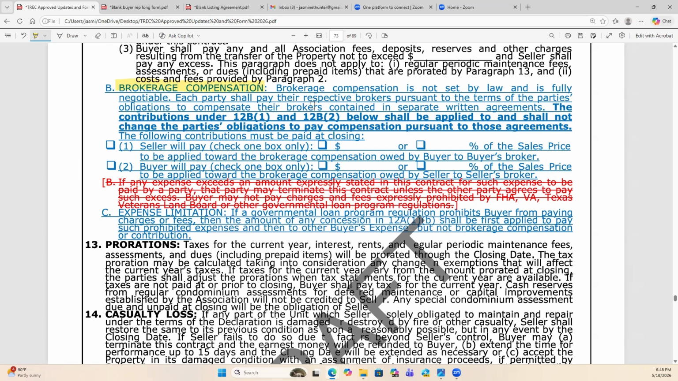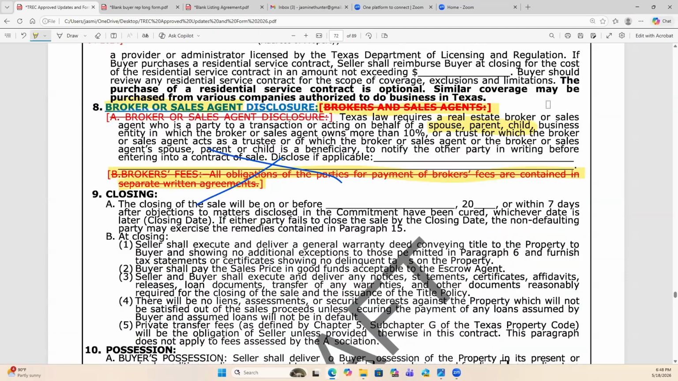So it says here that the brokerage compensation is not set by law and is fully negotiable, which we see in our buyer and listing agreement. Each party shall pay, look at this, each party shall pay their respective brokers pursuant to the terms of the party's obligation to compensate their brokers contained in separate written agreements. So, the separate written agreement part, this is what we took away from paragraph 8.